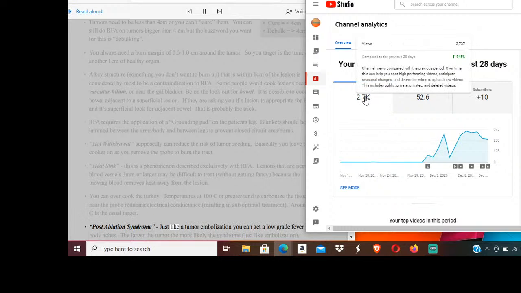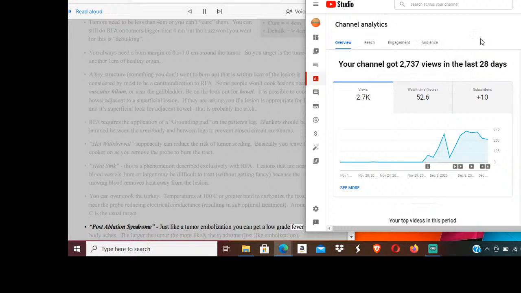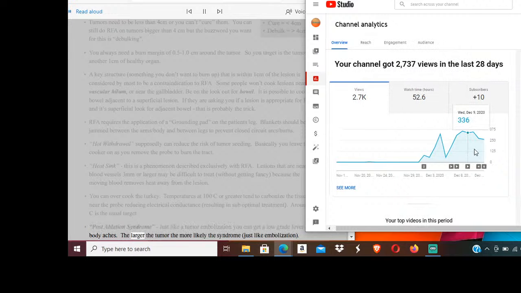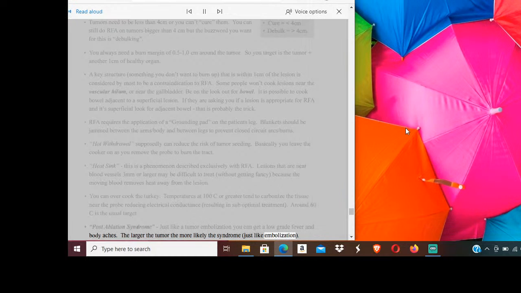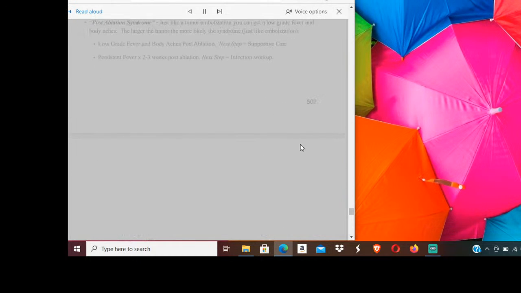Post-embolization syndrome: just like a tumor embolization, you can get a low-grade fever and body aches. The larger the tumor, the more likely the syndrome, just like embolization. Low-grade fever and body aches post-ablation: next step equals supportive care. Persistent fever for 2 to 3 weeks post-ablation: next step equals infection workup.